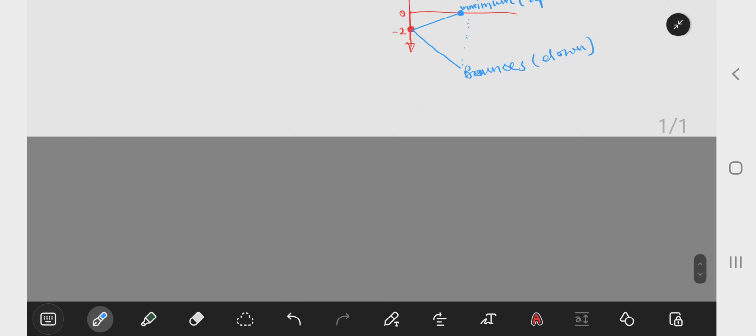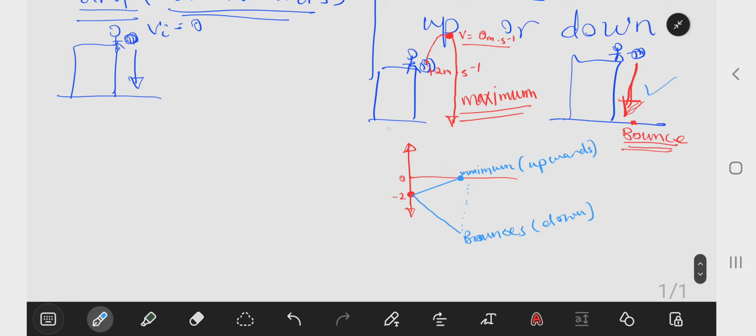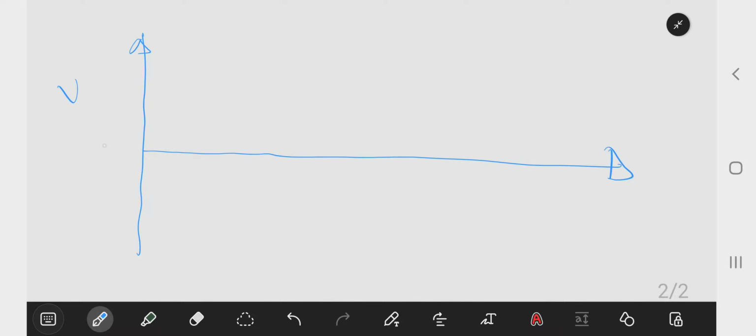So another example similar to this one, we have a velocity time graph. That is your velocity and that is your time, right? And you get a graph like that.